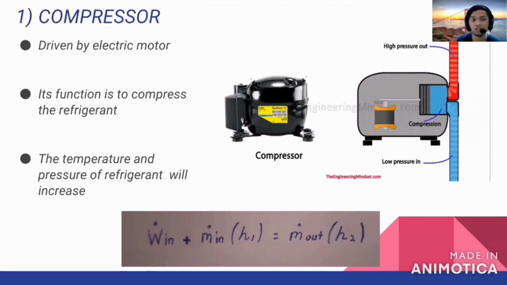Based on my knowledge in thermodynamics, the energy balance equation in the compressor is as shown in the figure above. Work in plus mass flow rate in multiplied by enthalpy 1 equals mass flow rate out multiplied by enthalpy 2. The energy balance equation has work in because the compressor is driven by an electric motor.